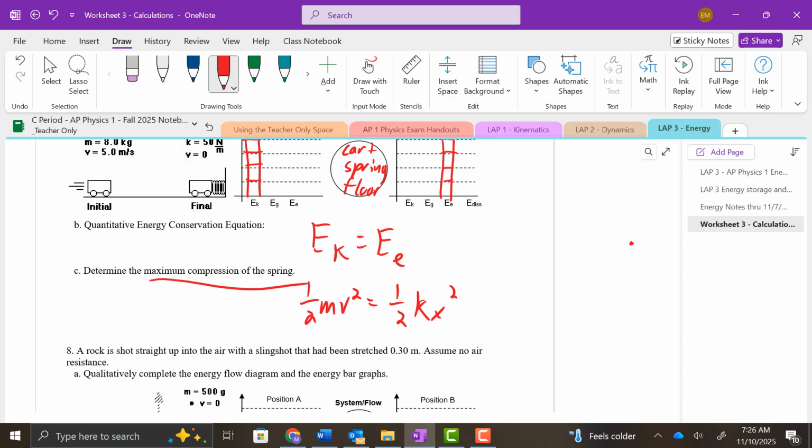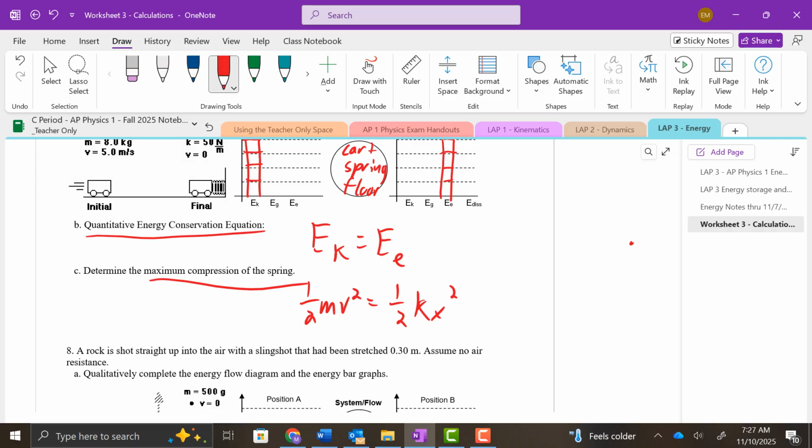This is always a first step you'll do. EK is equal to EE. This is called the quantitative energy conservation equation. Then you substitute, and you start plugging in the numbers you're given to solve for this. We're trying to go for maximum compression of the spring. That's going to be essentially your X.